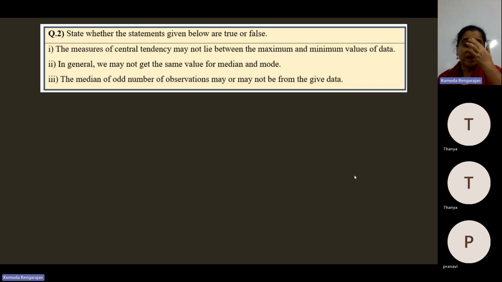What are the measures of central tendency? Mean, median, and mode. So the statement is asking if the value of mean, median, or mode may not lie between the maximum and minimum value. That means, can the mean, median, or mode lie outside the maximum value and the minimum value? That is what the statement is talking about.